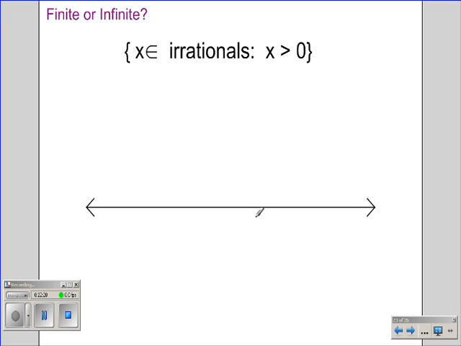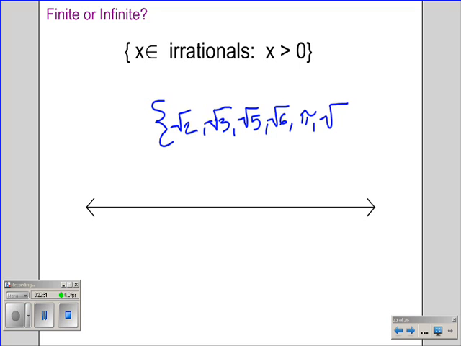The irrationals. X is an irrational number greater than 0. If it's greater than 0 and it's an irrational, how many of those crazy square roots can you think of that are greater than 0? How about the square root of 2, square root of 3, square root of 5, square root of 6? Pi is going to be in there. The square root of 101. That's going to continue on and on. So even though it might have a starting point, it definitely is going to continue on. So that set would be infinite.